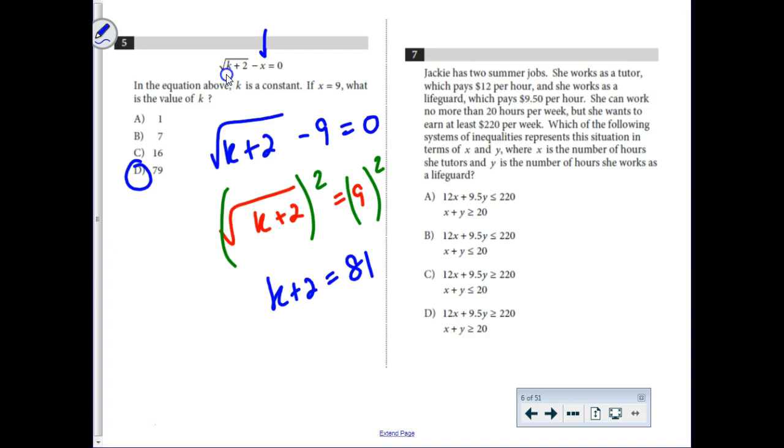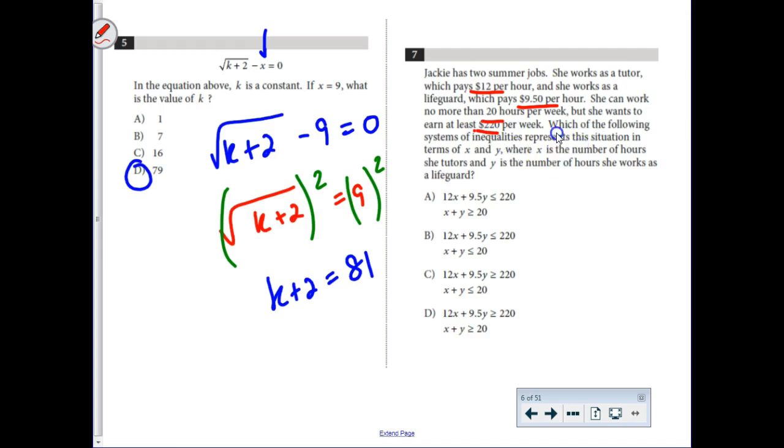So Jackie has 2 jobs. She works as a tutor, which pays $12 an hour. Now, I wish they'd let me use a highlighter, but they're not going to. And then she works as a lifeguard, which pays $9.50. So that's her 2 jobs. She can work no more than 20 hours per week, but she wants to earn at least $220. That looks important.